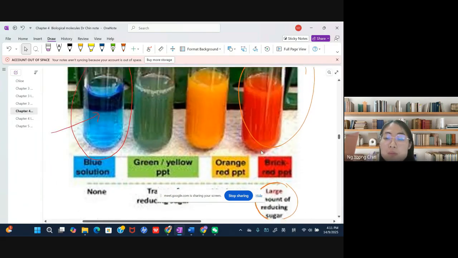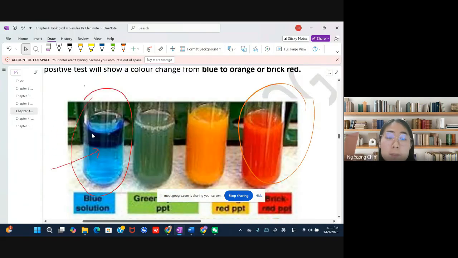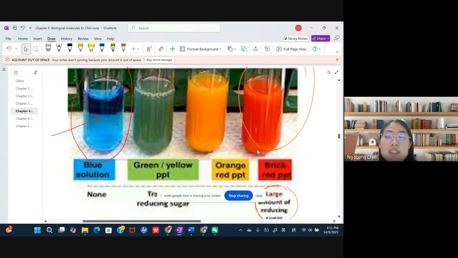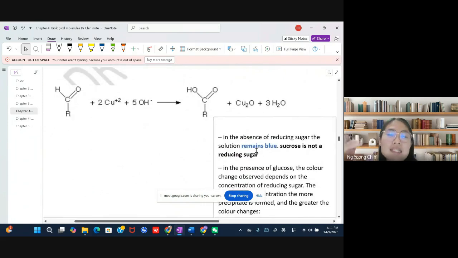So what's meant by reducing sugar? Reducing sugar means it is able to change the color of the Benedict's solution from initially blue to either green, orange, or brick red precipitate, depending on how high the concentration is. Understand? Okay, so this is a bit of chemistry.